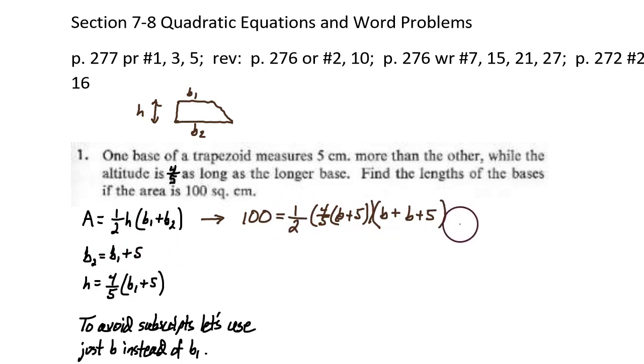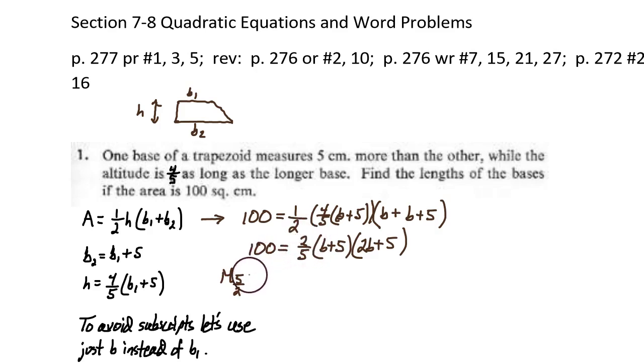Now let's simplify this up on this side. 1/2 of 4/5 is 2/5. And in these parentheses, B plus B is 2B. Now let's multiply both sides of the equation by 5/2, because multiplying 2/5 by its reciprocal 5/2 will cancel away that fraction. 100 times 5/2 is 250.